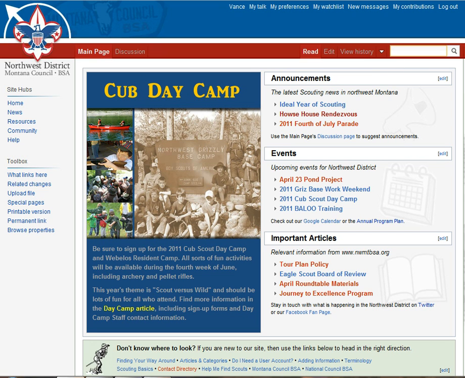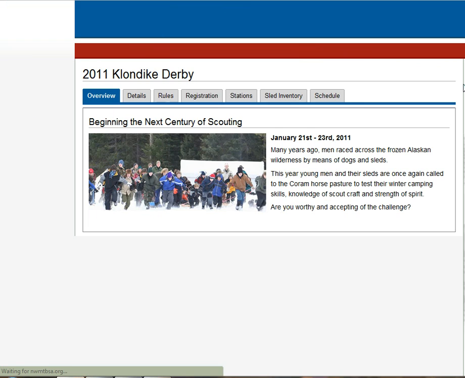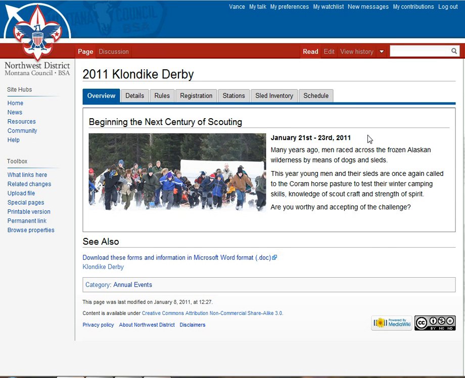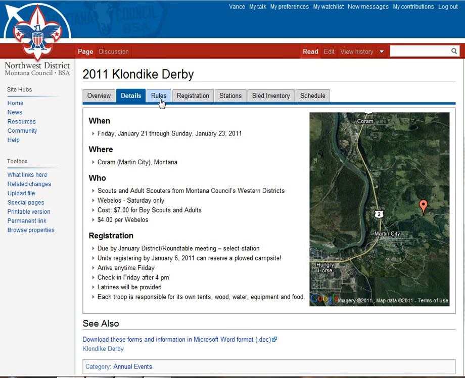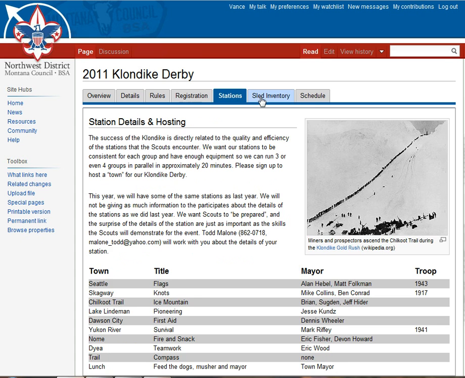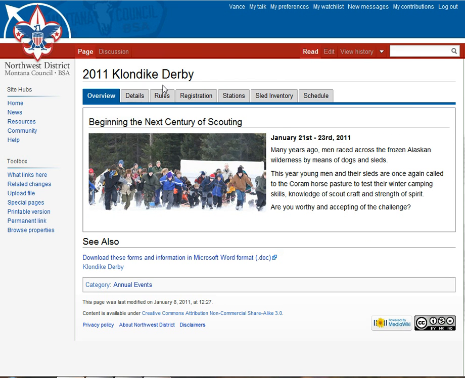So let's say we looked up 2011 Klondike Derby in our search bar. This is also an article. Although it's very complex, it has the same structure. It's kept topically under a single page, and it's got information, links to things, and so on. But it's all just one page, otherwise known as an article.